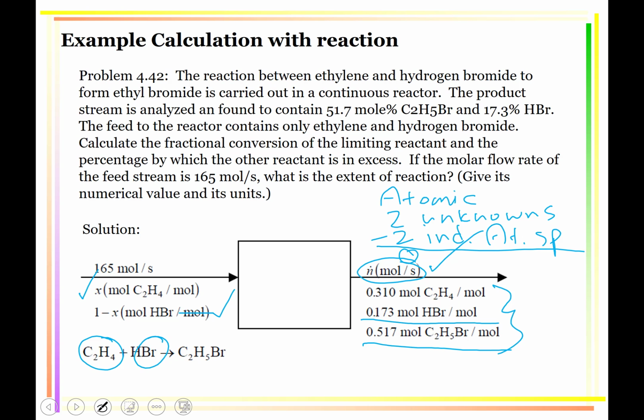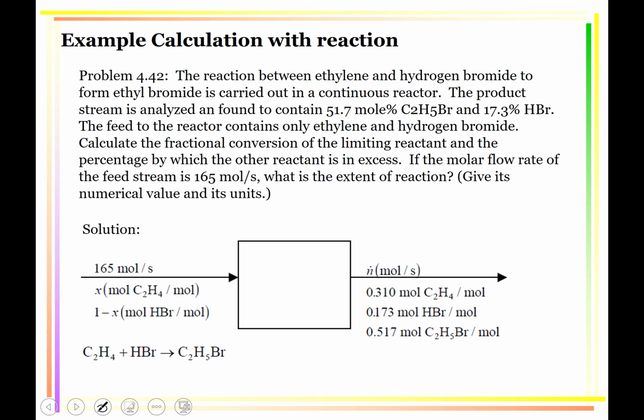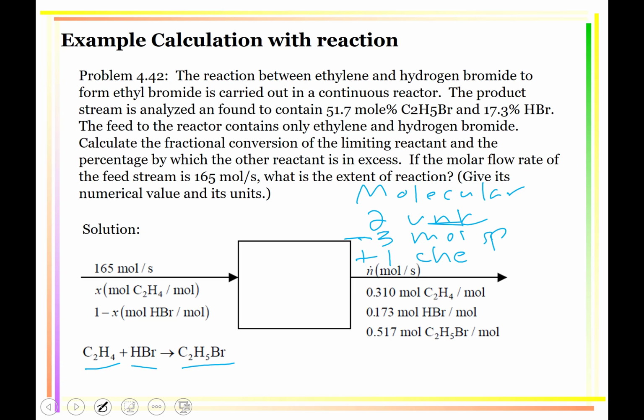Now let's try doing the molecular species balance. Again, we know we have 2 unknowns. And how many independent molecular species do we have? We have 3. 1, 2, 3. So we can subtract 3 molecular species, but we have to add 1 chemical reaction. And as you see, again we end up with 0 degrees of freedom.